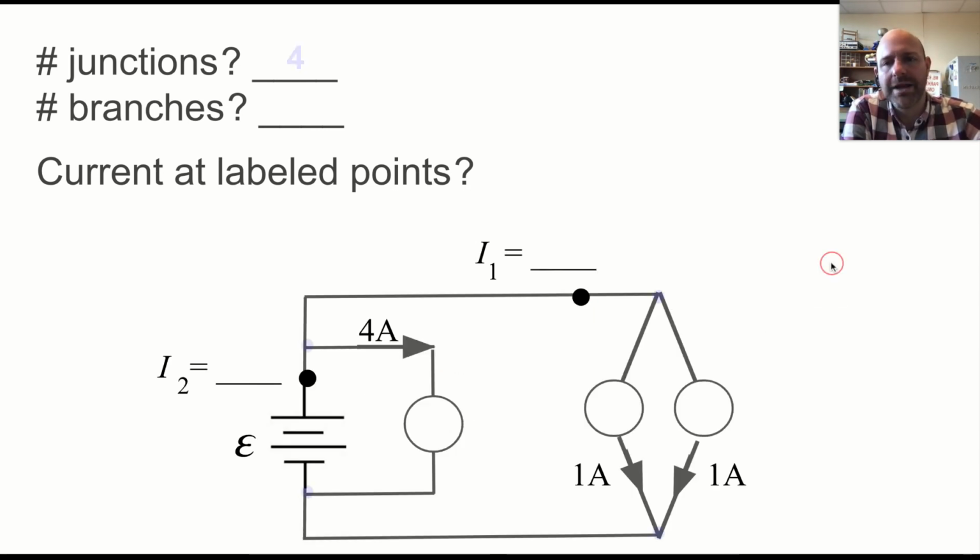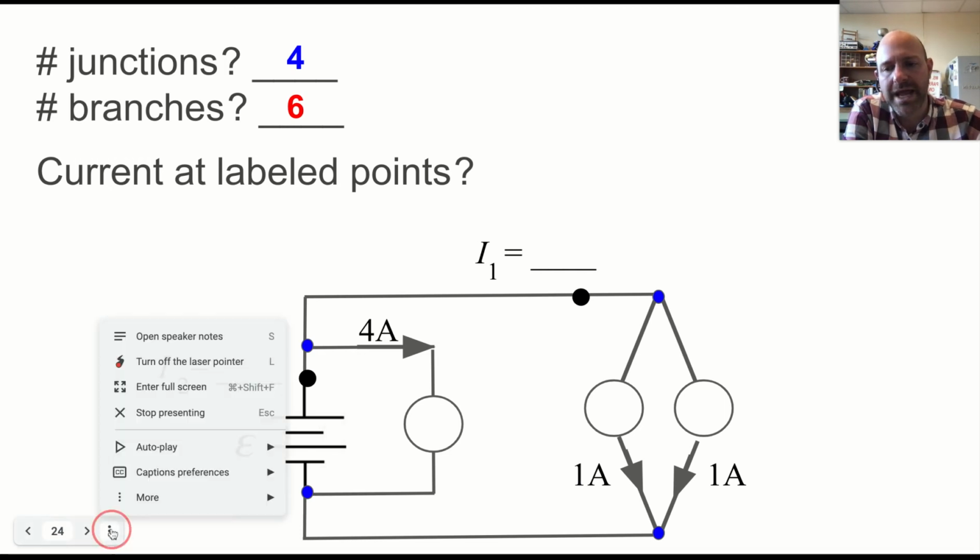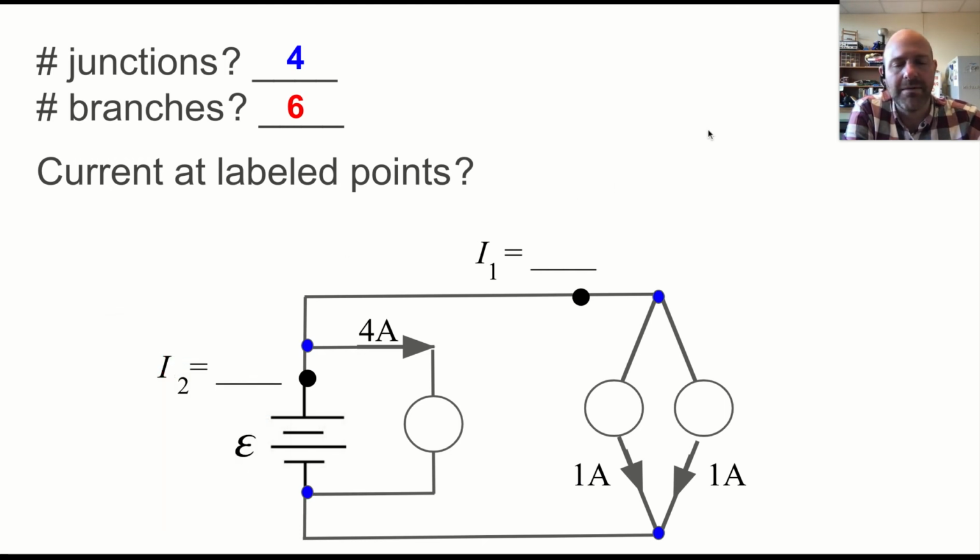Here we go, a little bit more complicated. 4 junctions this time. Number of branches, 6. You may not see all of them, but there's 1 where the battery is, 1 where there's this light bulb there. Let me grab my laser pointer. We've got this branch here with the battery. We have this branch with a light bulb. And we have this branch with no circuit elements on it, but it's connecting. Then we have this branch with a light bulb, and this branch with a light bulb, and finally this branch with nothing on it. So all of those can be different currents.